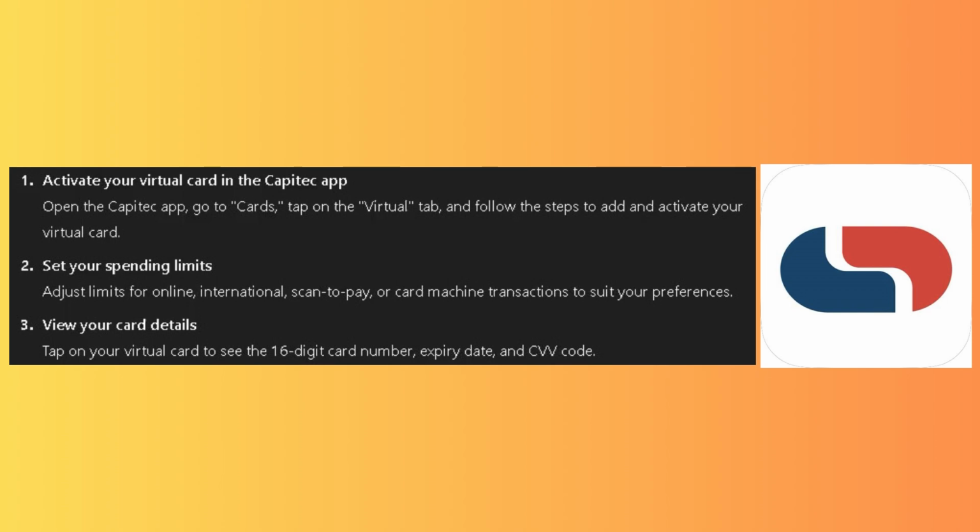Set your spending limit. Adjust limits for online, international, scan as you pay, or card machine transactions to suit your preferences. View your card details. Tap on Virtual Card to see the 16-digit card number, expiry date and CVV code.